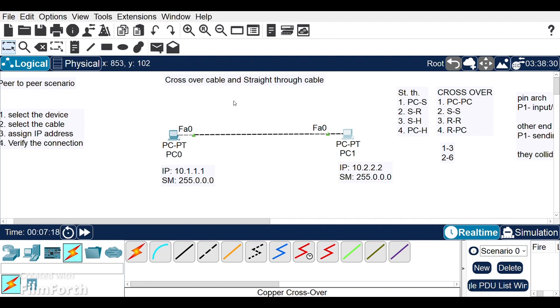Now verification of the connection. Go to command prompt, do ping. Because I'm on the first PC, I'm going to check the second PC. Ping 10.2.2.2. Enter. You're getting the replies. The time to live shows you are getting the replies. We can check from the second end whether this is connected. Oh yes, it is connected also. We put in 10.1.1.1 with the ping command, and we are getting the replies.